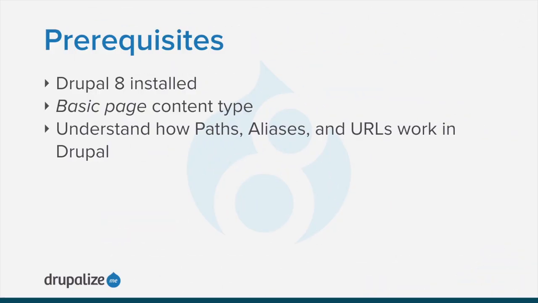To follow along, you should have Drupal 8 installed, and the basic page content type must exist. If you install Drupal with the standard installation profile, the basic page content type will already be created for you. Finally, to get the most out of this tutorial, you'll need to understand how paths, aliases, and URLs work on the web and in Drupal. See the written version of this tutorial for a link to the prerequisite tutorials.